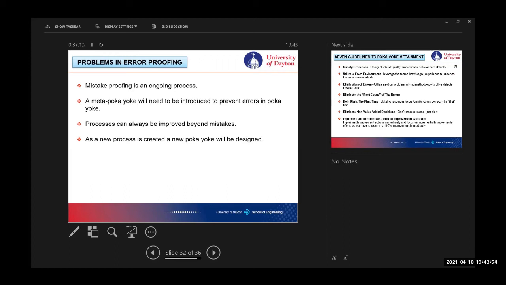Mistake proofing is an ongoing process that will never be able to completely be solved. There will still be occasional mistakes due to human error or variability in machine. The goal is to reduce these problems.